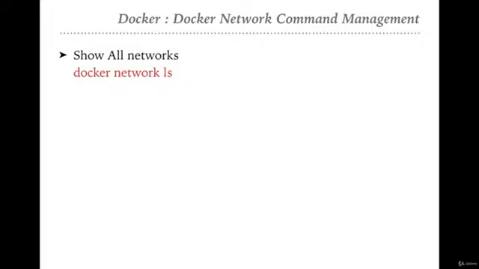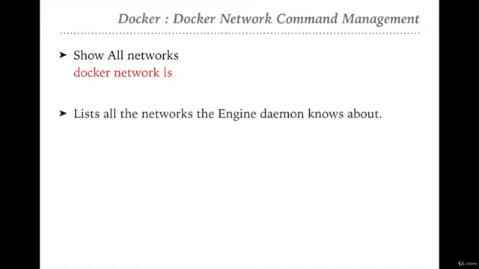So with the command docker network ls, you can list out all the networks which are running on your host machine. So basically the command docker network ls will list all the networks the engine daemon knows about. So all the networks the engine knows about on your host machine will be listed out with the command docker network ls. And the docker network ls command comes with some optional configuration as well.